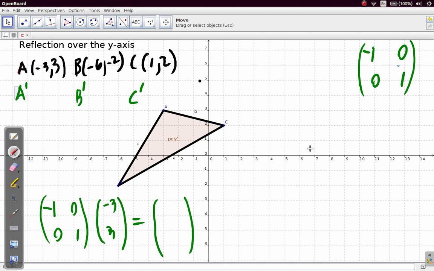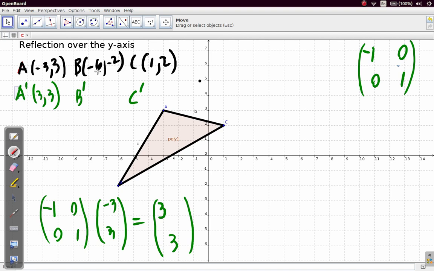Alright, good. You have paused and you've calculated the coordinates of A prime, B prime, C prime, the reflected triangle. Let's see what's going on. Negative 1 by negative 3 gives you a positive 3, plus 0 by 3 gives you 0. 0 by negative 3 gives you 0, plus 1 by 3 is 3. So A prime is 3, 3.